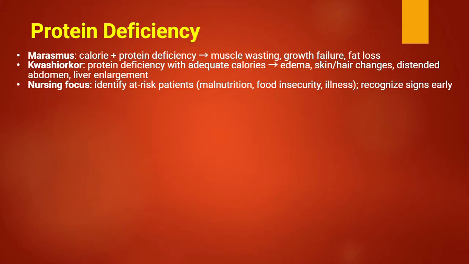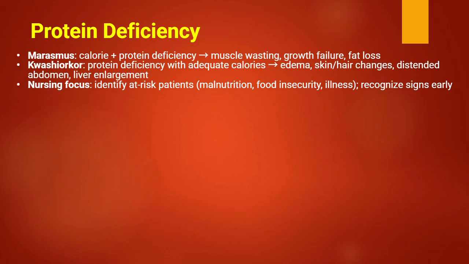Protein deficiency leads to serious health conditions, particularly in infants and children, and is most common in developing regions where food insecurity is prevalent. Two key conditions associated with protein deficiency are marasmus and kwashiorkor. Marasmus is a severe form of malnutrition caused by a lack of both protein and overall calories. It most often develops in the first year of life.